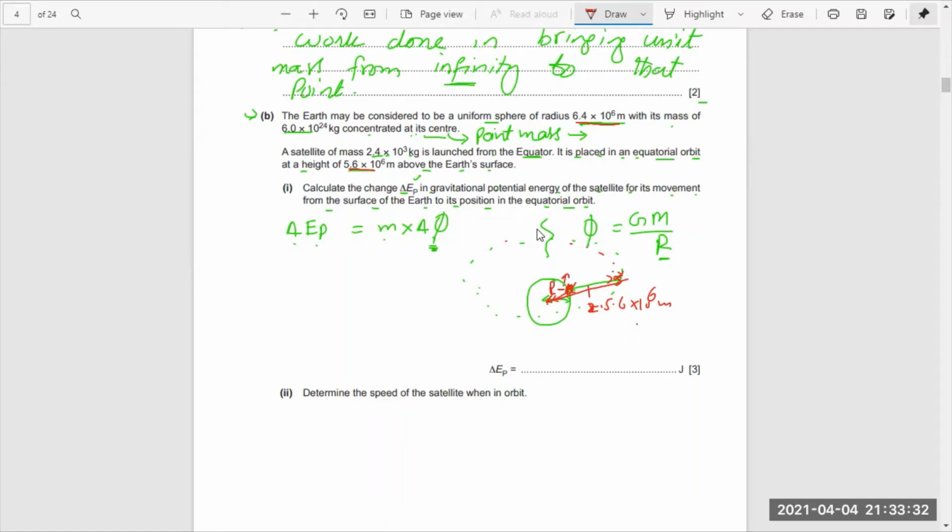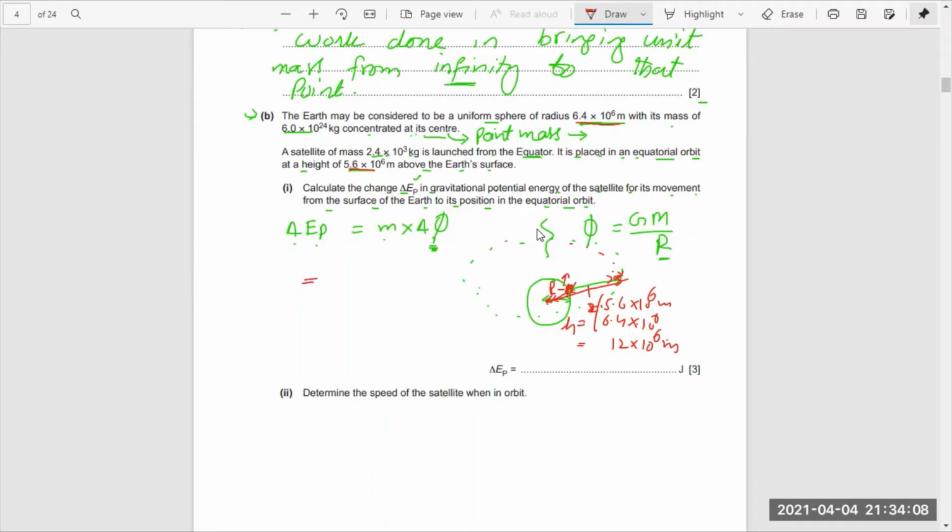Adding 5.6 and 6.4 into 10 raised to 6 gives you the total height for the satellite from the center of the Earth. So adding these two, 5.6 plus 6.4, this gives us 12, 12 into 10 raised to power 6. This is definitely in meters, right?